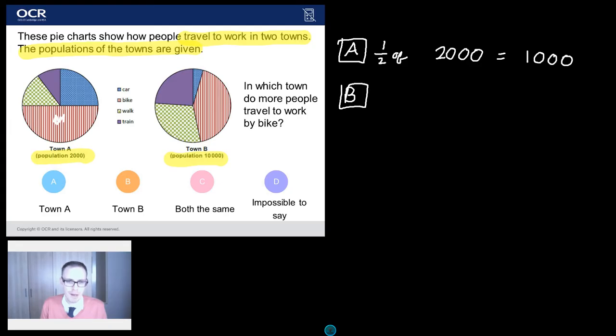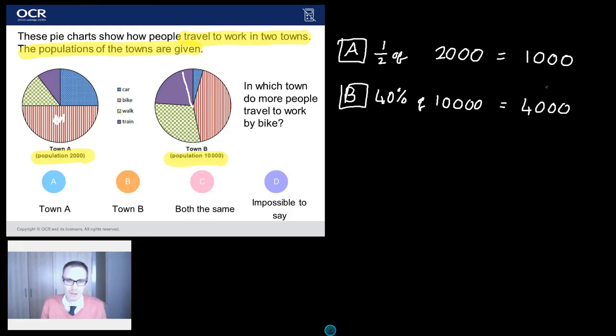What about town B? So town B, how many are in there? 10,000 people in town B. So let's get that written down. How many people travel to work by bike? Well, can we see it's not quite half, right? If I carry that line on, half will be there. How much is it? Maybe 40%? Something like that? Wouldn't be far off, I don't think. So 40% of 10,000. Well, 10% of 10,000 is 1,000. 40%, I'm going to go for 4,000.